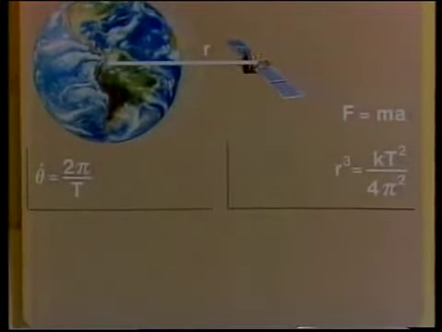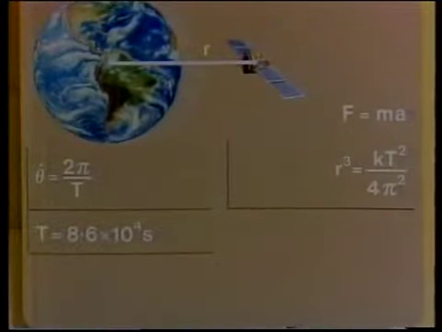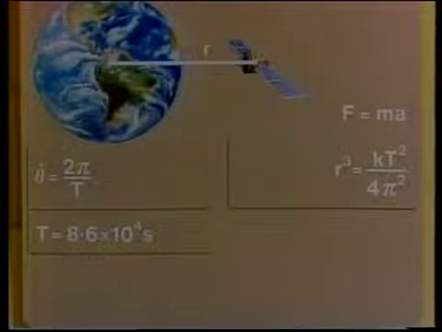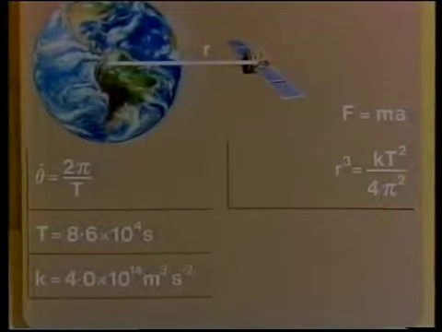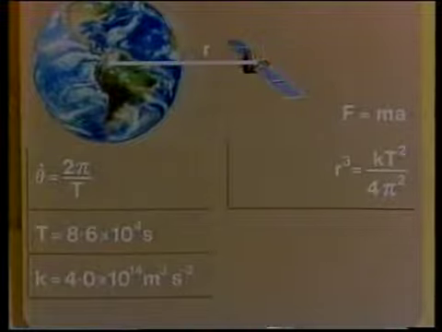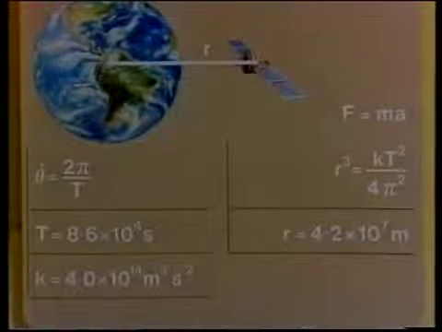Now we're nearly there. T is 1 day, that's roughly 8.6 times 10 to the 4th seconds. And k, well, we found that out earlier, it's about 4 times 10 to the 14th meter cubed per second squared. Putting those values in this equation gives r is 4.2 times 10 to the 7th meters.